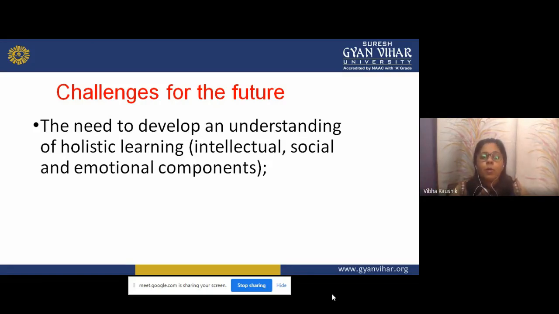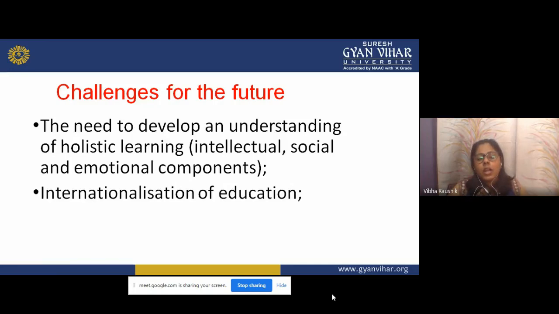Now, what do you mean by holistic learning? When we are focusing on the overall development of a learner, that is intellectual, on the basis of the cognitive, social, and emotional components. Means all the components have been developed, then only we will say that that syllabus is helping in developing holistic learning among the learners.